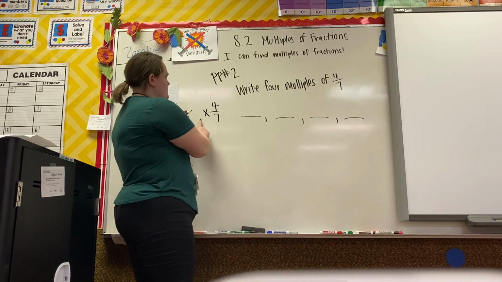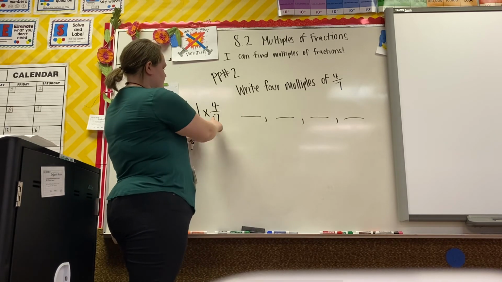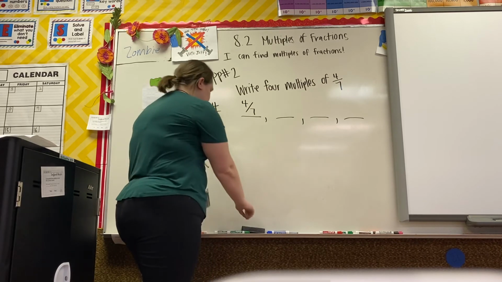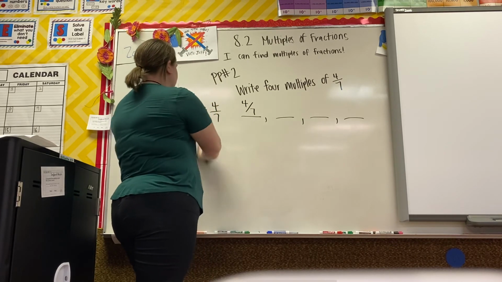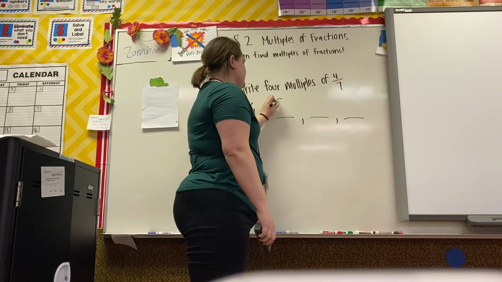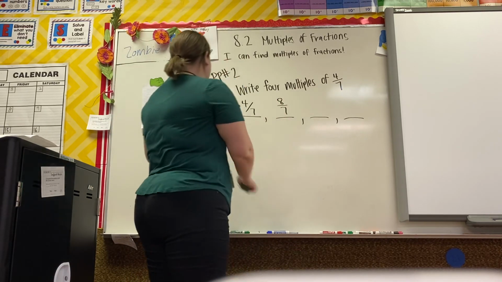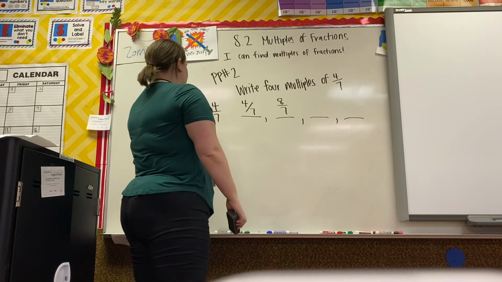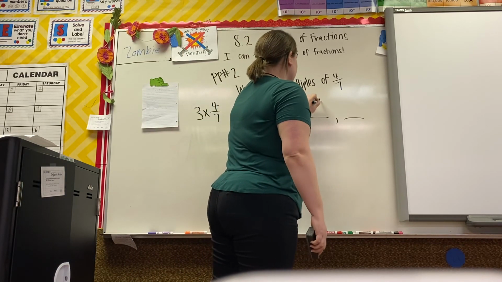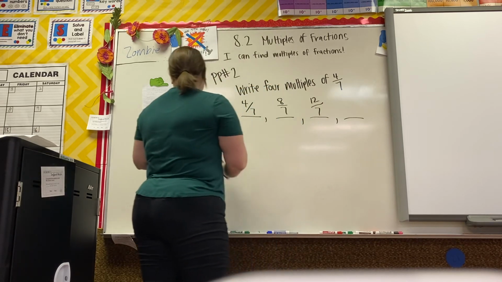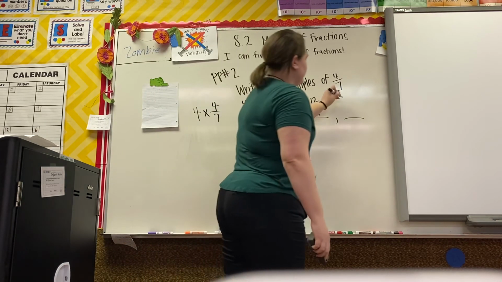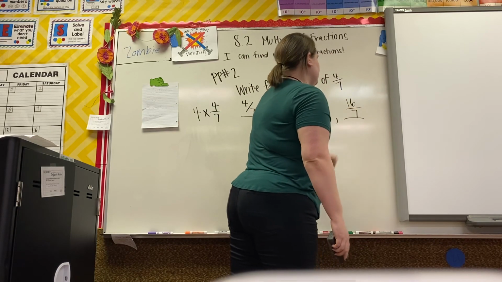Okay, so I'm going to start with 1. 1 times 4/7, I get 4/7. Then I'll do 2 times 4/7, and I get 8/7. Then 3 times 4/7, I get 12/7. And then 4 times 4/7, I get 16/7.